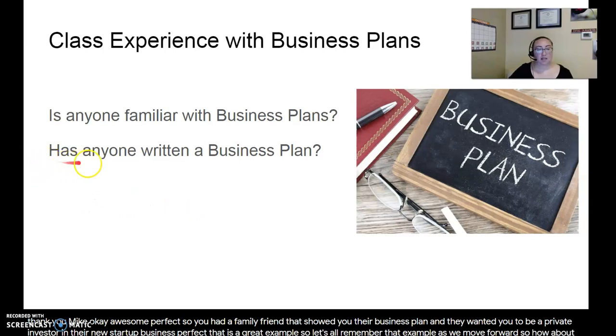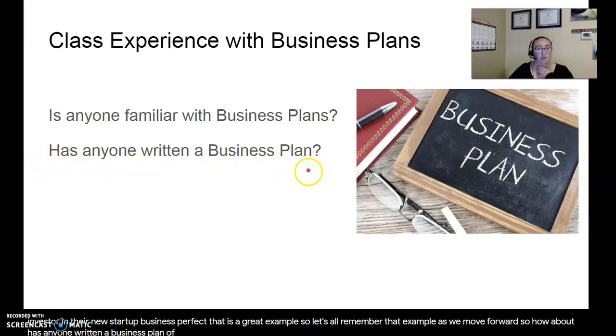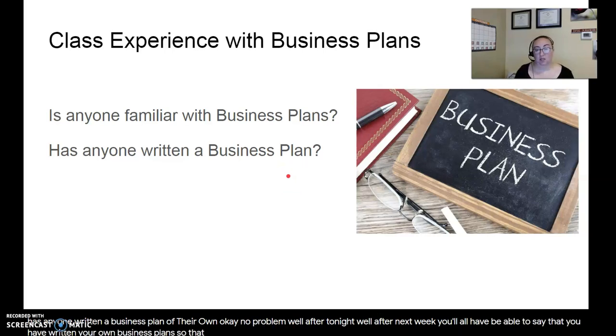So let's all remember that example as we move forward. So how about, has anyone written a business plan of their own? Okay, no problem. Well, after next week, you'll all be able to say that you have written your own business plan. So that'll be exciting and a really important tool that you can have in your tool belt, and a skill that'll be very helpful in the future for you as you continue to go down this business road.